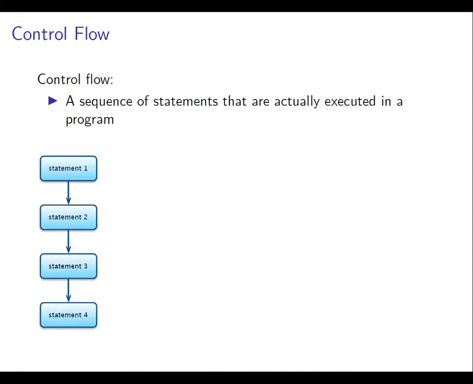So let's start with conditional statements. What do we mean by this? We're talking about control flow here, so we're talking about how one manages which statement in your program should be executed after which other statements. So when we talk about control flow, what we mean is a sequence of statements that are actually executed in a program. Like here, you've got statement 1, then statement 2, then statement 3, then statement 4.